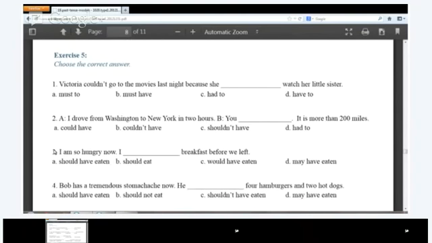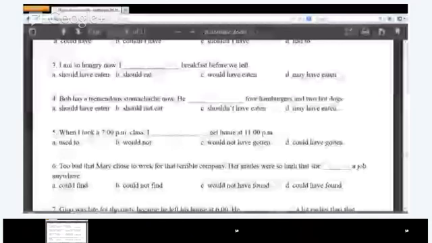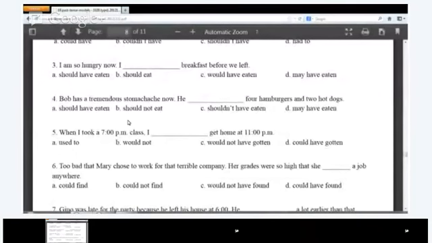Igor. I'm so hungry now. I should eat breakfast before we left. All right, and you're giving advice to yourself. So how do we give advice? Should would be correct, but we would need to use the past participle there.